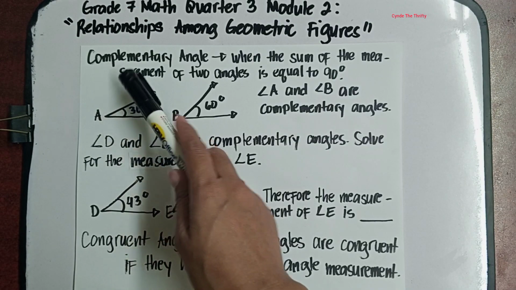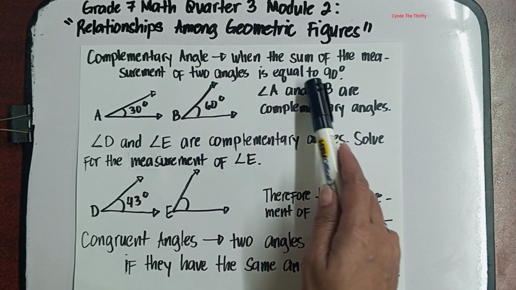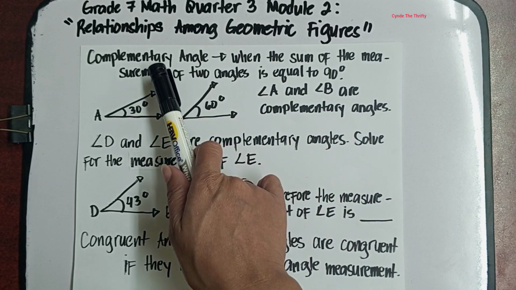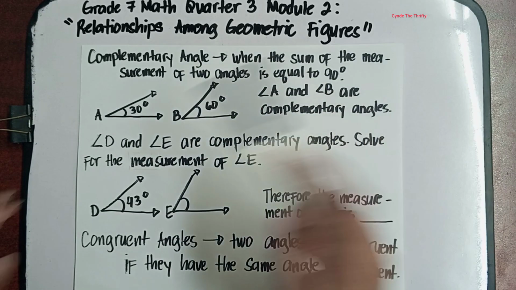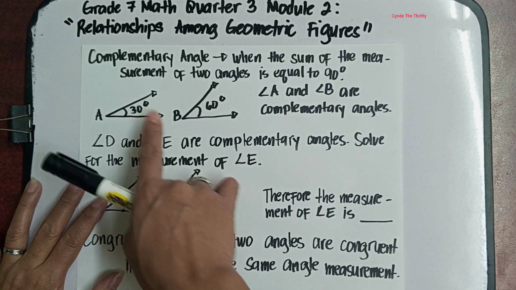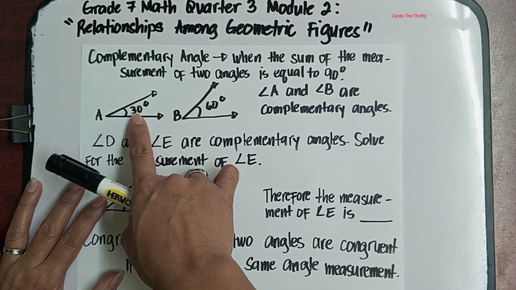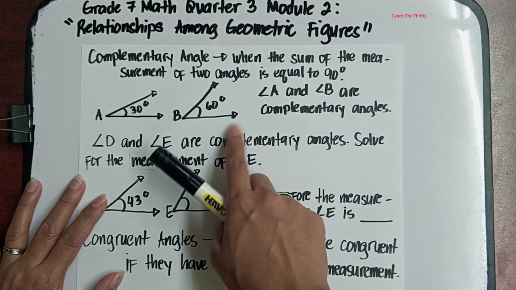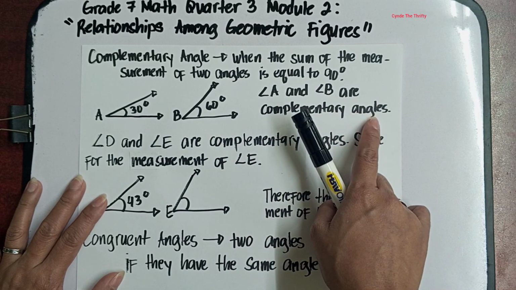Let's go with complementary angle. When the sum of measurement of two angles is equal to 90. Okay, so kung si supplementary 180, si complementary naman, ang sum ng dalawang angle is 90 degree. Okay, may example tayo dito. Si angle A, ang kanyang sukat is 30 degree at si angle B, ang kanyang sukat is 60 degree. Kapag i-add natin si 30 at si 60, ang sum niya is 90 degree. So therefore, angle A and angle B are complementary angles.